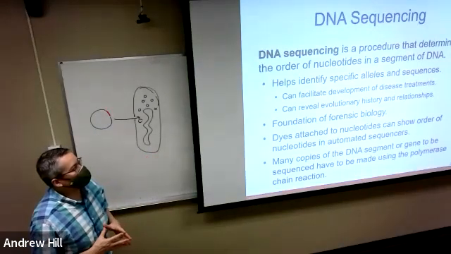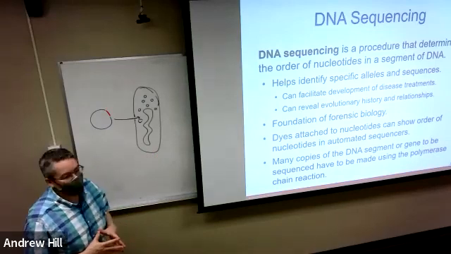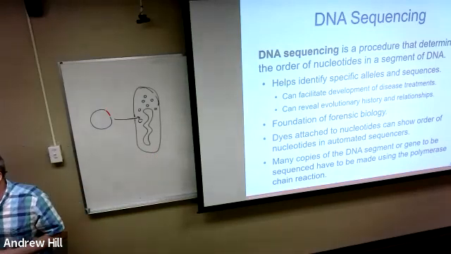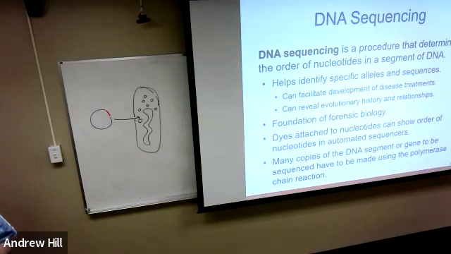So we're on to now DNA sequencing. DNA sequencing is a procedure that determines the order of nucleotides in a segment of DNA. This helps to identify specific alleles and sequences. It can help facilitate development of disease treatments and reveal evolutionary history and relationships. So initially, many years ago, DNA sequencing was an extremely difficult, tedious process in which the DNA would be chopped up into small little bits.